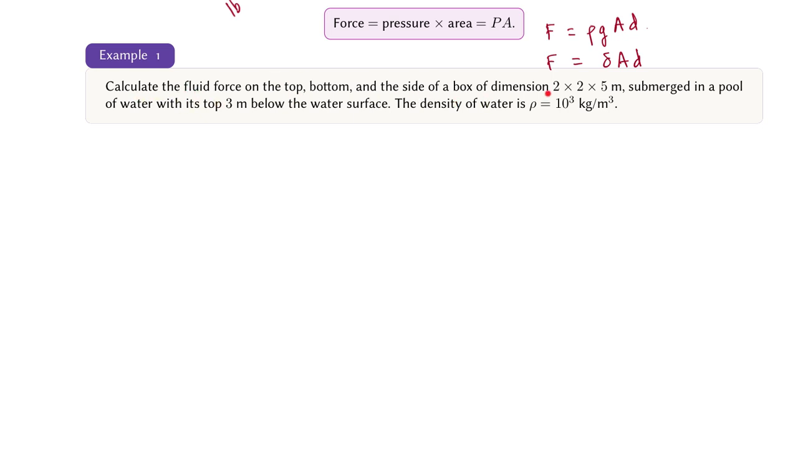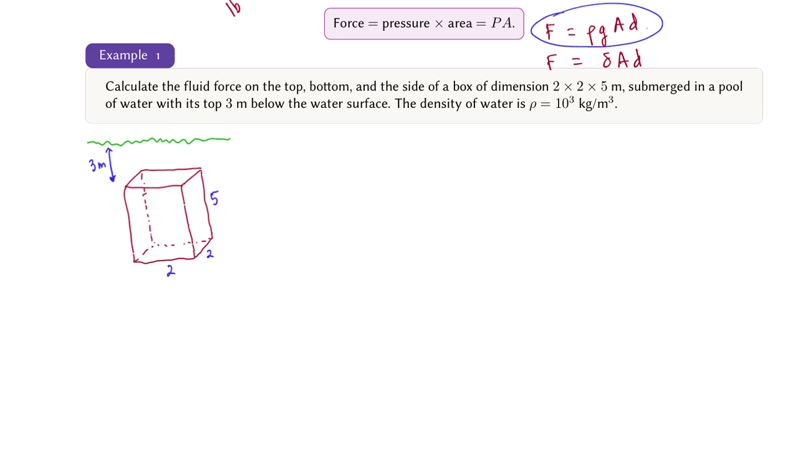For example, calculate the fluid force on the top, bottom, and the side of the box of dimension 2 by 2 by 5 meters, submerged in a pool of water with the top 3 meters below the water surface. The density of water is 1000 kg per cubic meter. This is the SI units because meters is the unit of the dimension. This box is submerged in water 3 meters below the water surface. We're looking for the fluid force on the top, the bottom, and each side of the box.